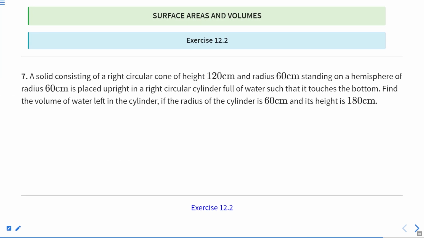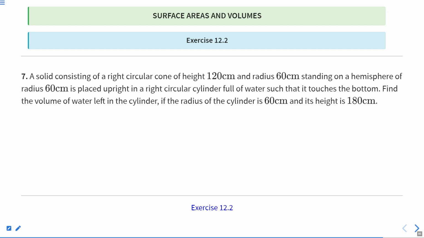And now let us move to question number 7. So in this question, here we have a solid consisting of a right circular cone of height 120 centimeter and radius 60 centimeter standing on a hemisphere of radius 60 centimeter, placed upright in a right circular cylinder full of water such that it touches the bottom.